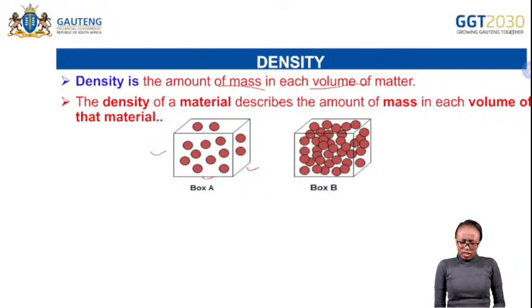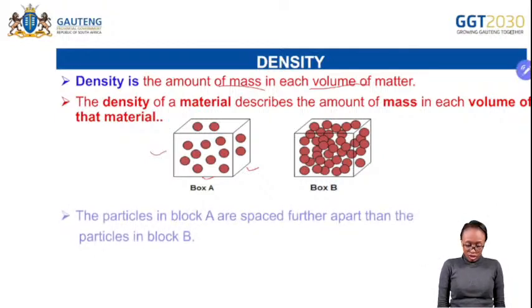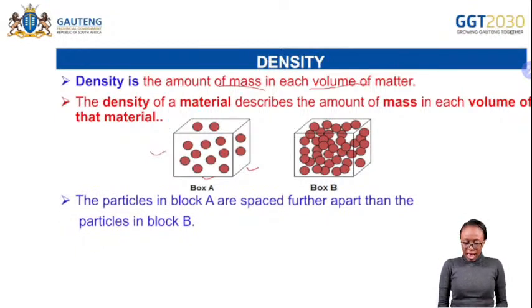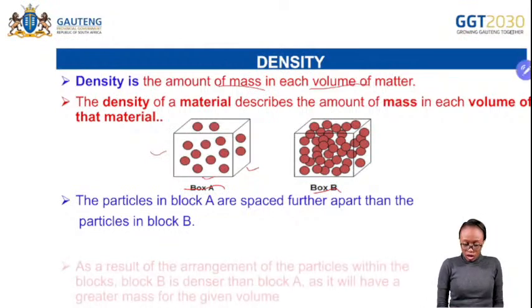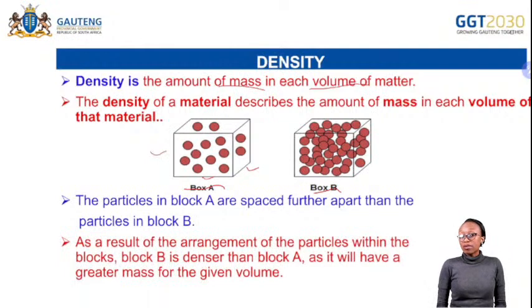Now, if you study these boxes, especially what is inside of the box, you can tell that the amount of material inside the box is different. Can you see? It's quite different. So the particles in block A are spaced further apart than the particles in block B. You can see these ones are spaced further apart in box A, and then in box B, they are much more packed together, they are closer together. So what exactly does that mean in terms of density?